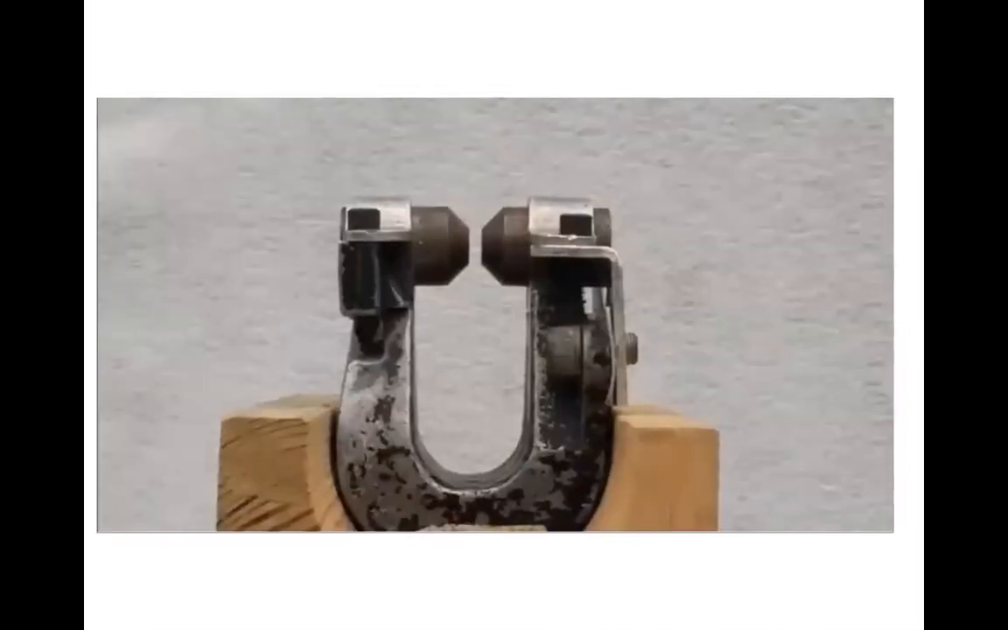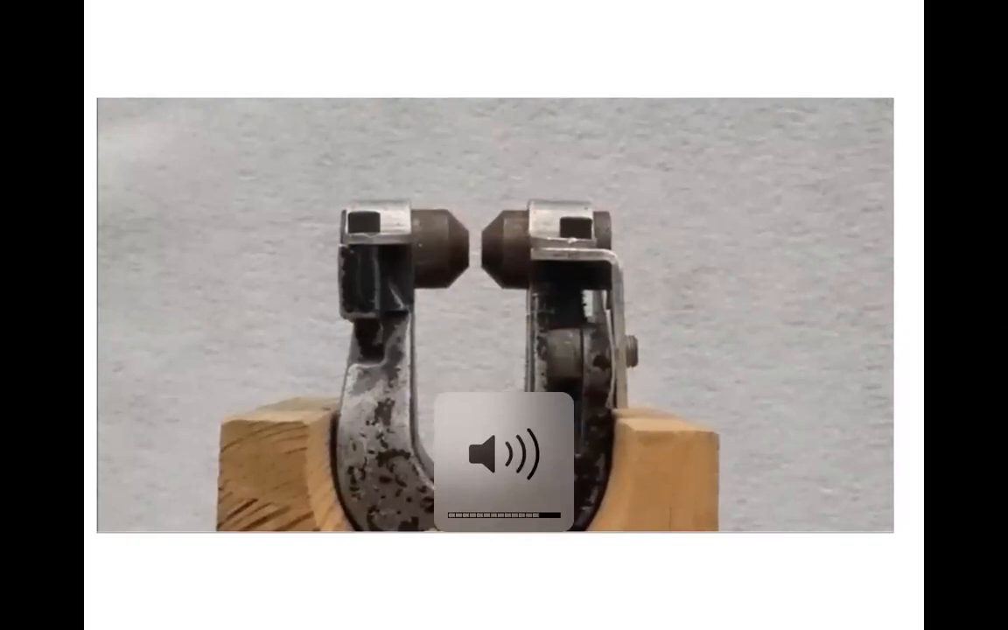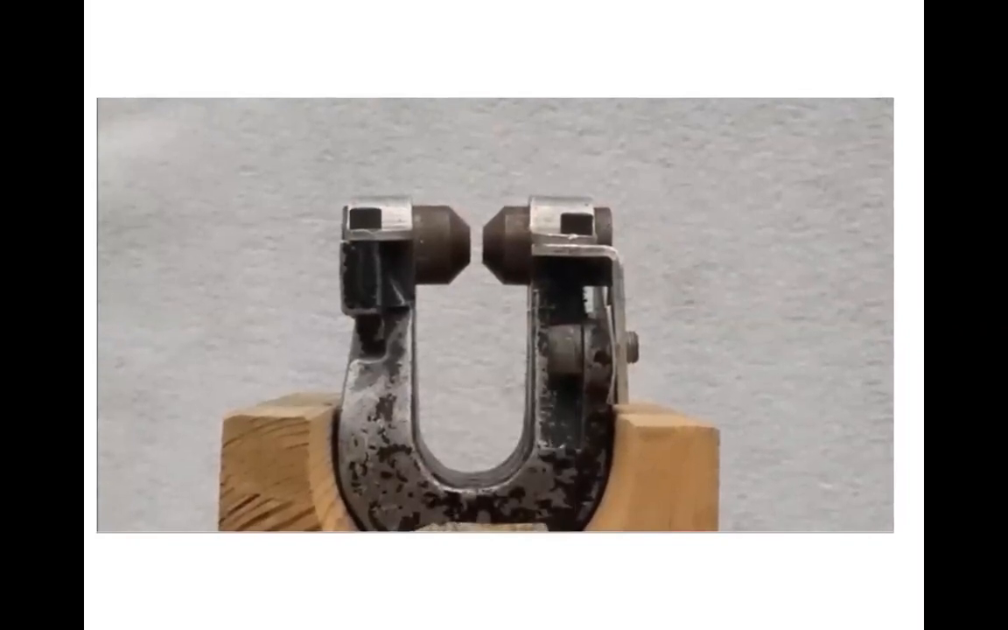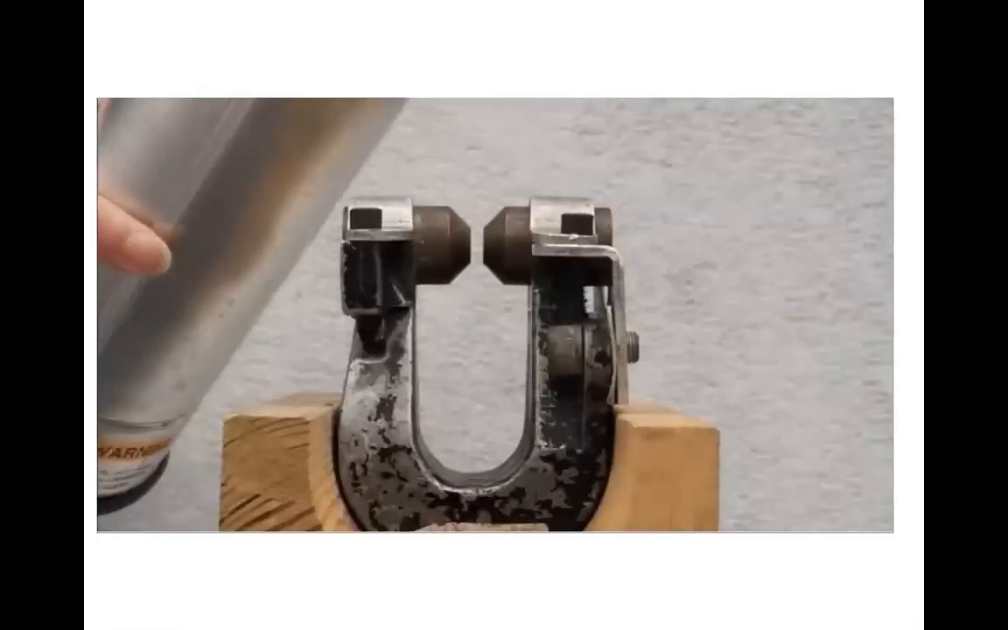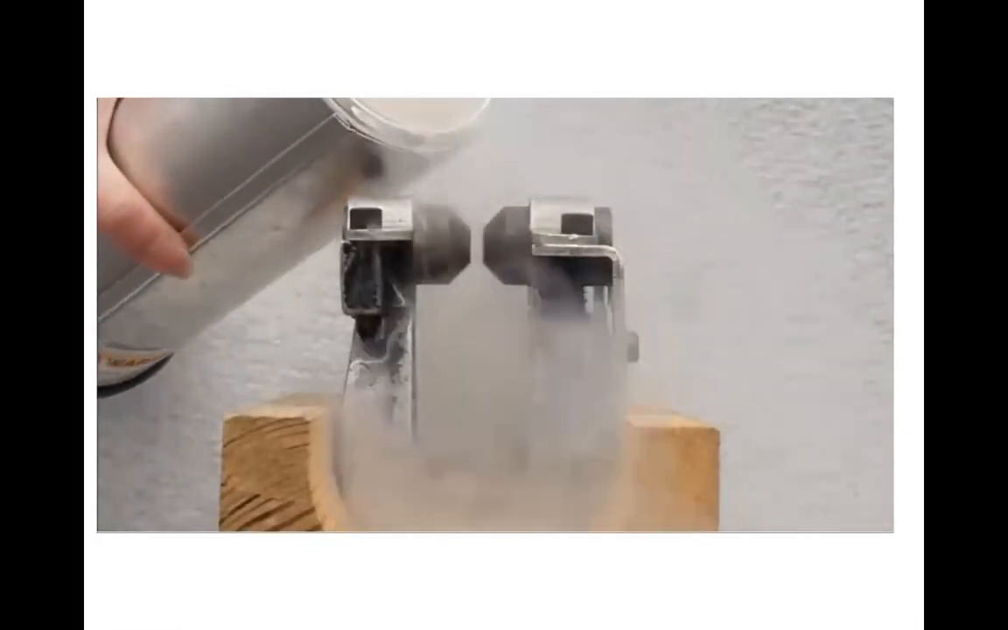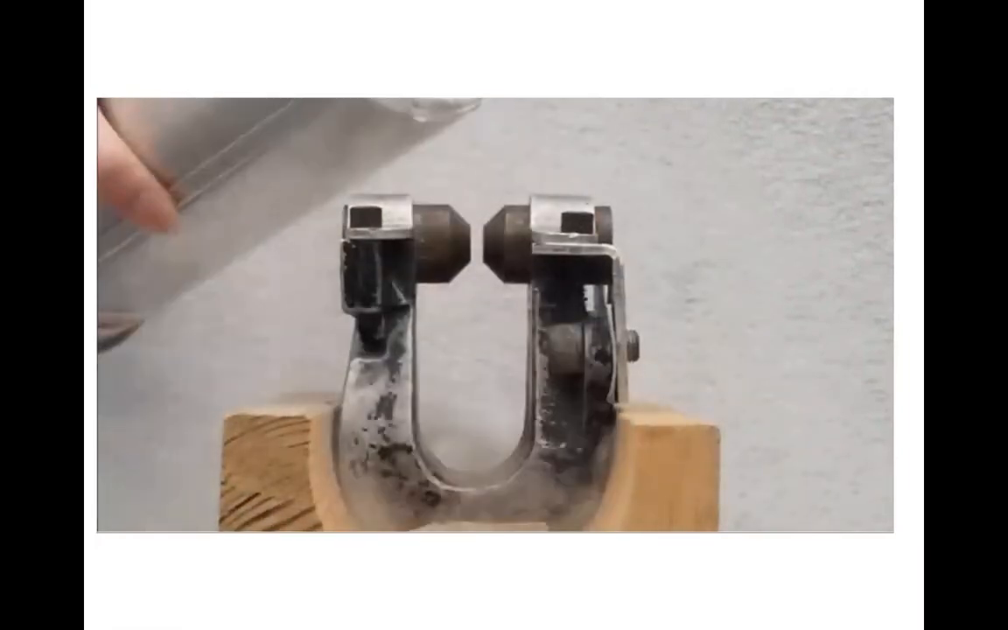Talk about diamagnetism and paramagnetism. A diamagnetic substance has paired electrons in its molecular orbital diagram, while a paramagnetic substance has unpaired electrons in its molecular orbital diagram. We're going to look at this difference today with nitrogen and oxygen in their liquid forms. Nitrogen is diamagnetic. It has paired electrons in its molecular orbital diagram. We can see when we pour it on the magnet, the nitrogen passes right through.